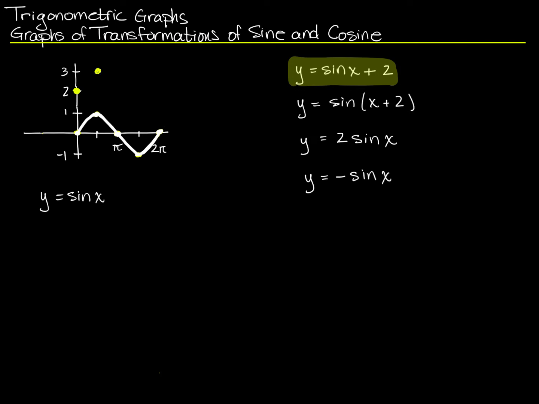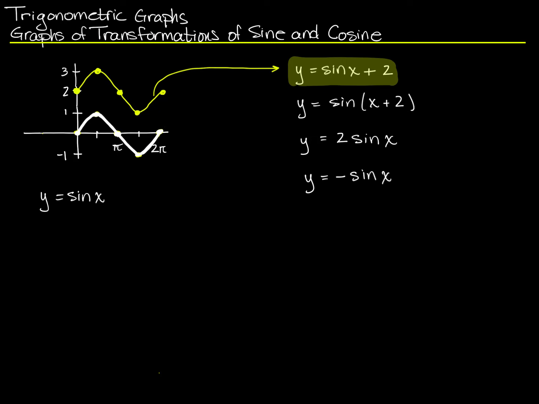At pi, I'm going to go up to 2. At 3 pi over 2, I'm at -1. If I add 2 to that, I only get up to +1. And then I have to add 2 to the y value of 0 at 2 pi as well. And then I can just connect the dots in the same way as I did with the graph of y equals the sine of x. So this graph here in yellow goes with the highlighted function in yellow. You can see that it just looks just like the sine of x, but it's 2 units higher.